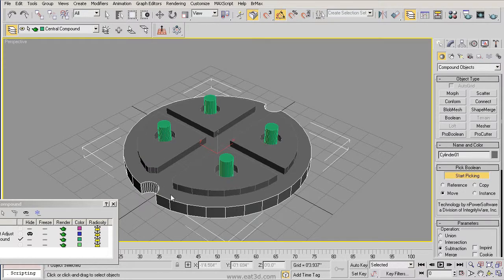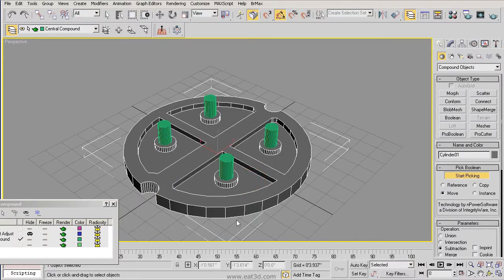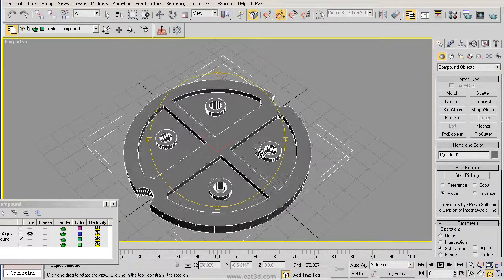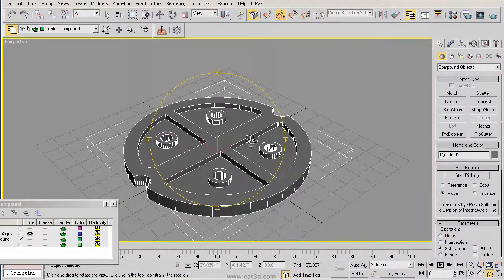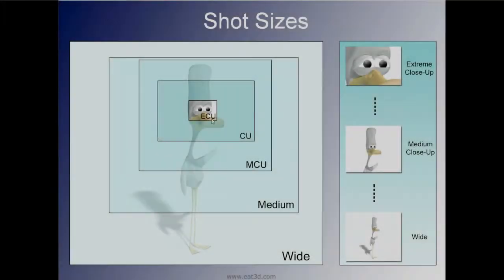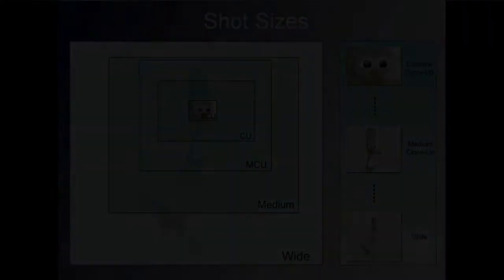This is a very powerful tool and one that typically wasn't recommended in older versions of Max, but currently definitely worth the time. We're also going to be taking a look at composing a good scene, cinematography, shot angles, and so forth. It's very important to pay attention to composition because a lot of times how you present your work can be just as important as the work itself.